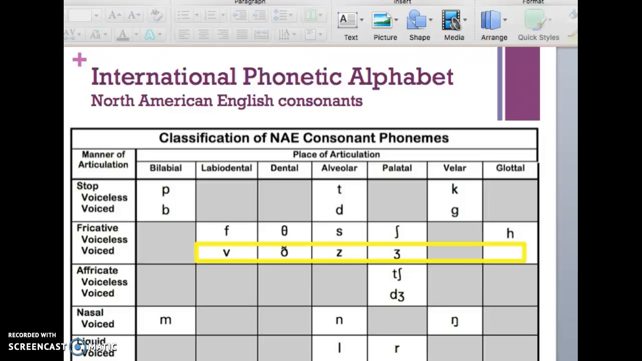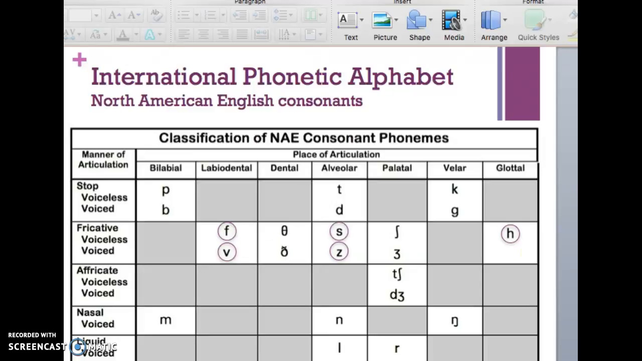And so the F and the V are made in the exact same manner, and they're also using the exact same articulators, your bottom lip and your upper teeth. However, the only difference between those two sounds is whether your vocal folds are vibrating or not. So that's really important for us to pay attention to.